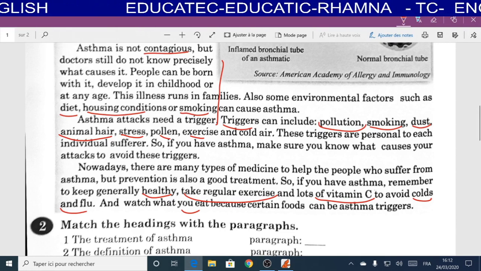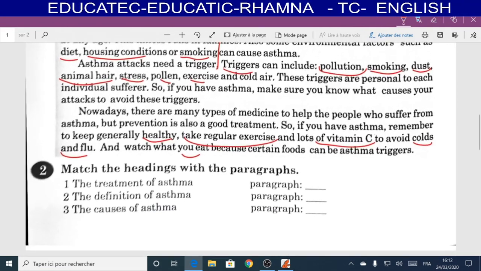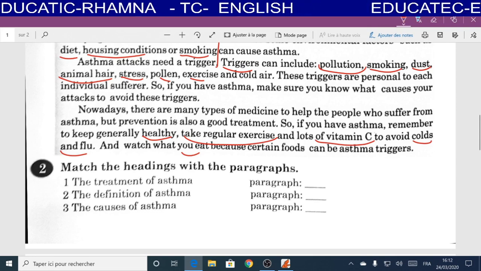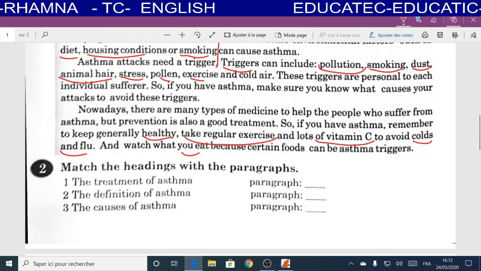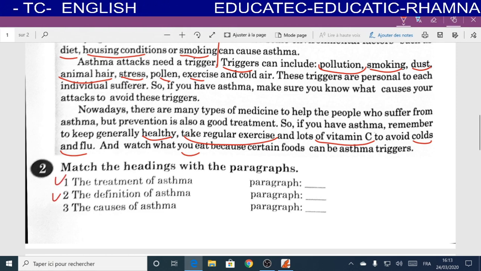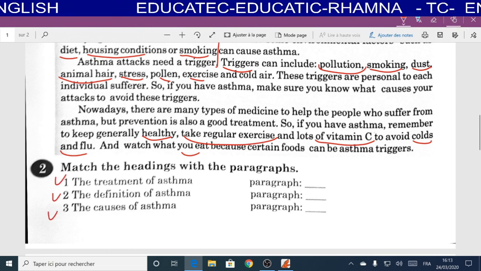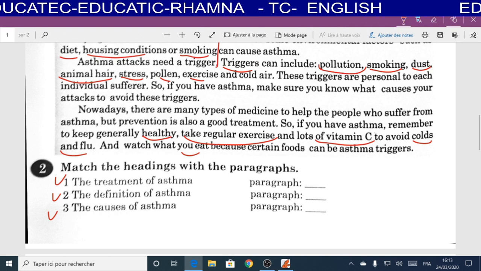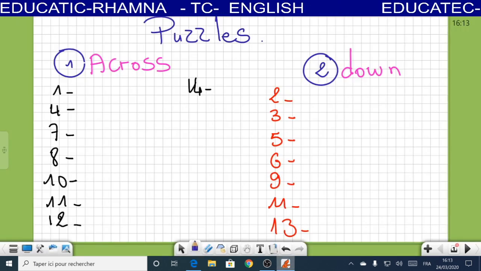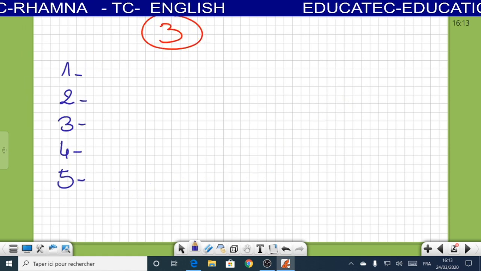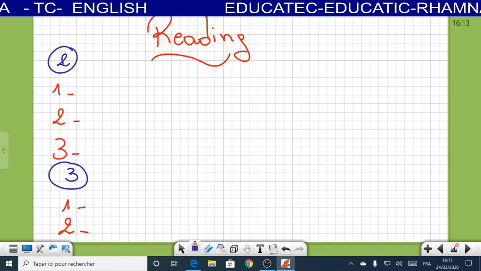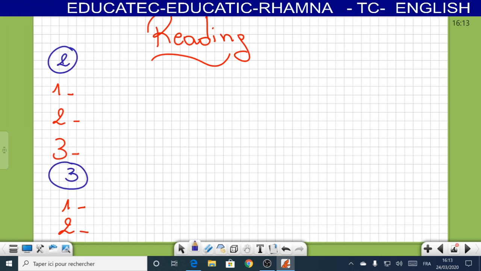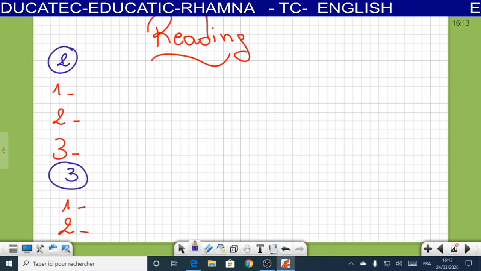All right, so we go to the second question and see what we have here. Match the headings with the paragraphs. So we have 3 headings, of course. The treatments of asthma, which paragraph does it talk about this, and the definition of asthma and the causes of asthma. And we go here to see what we have here. Okay, then reading. So we have the first reading here, the exercise number 2. We have 1 and 2 and 3, as you can see here.